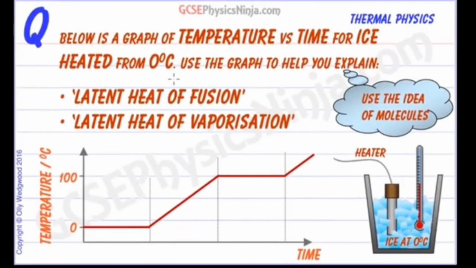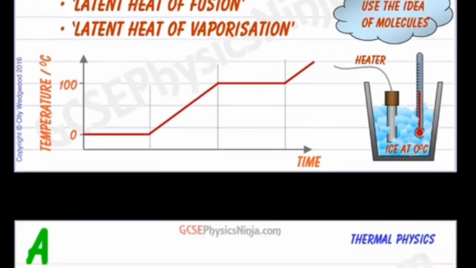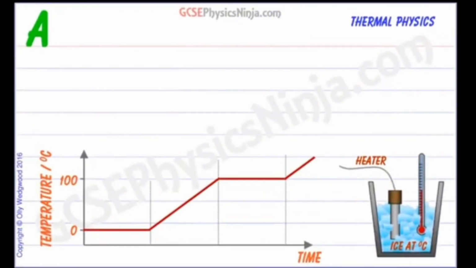We've got a graph of temperature versus time for ice, heated from 0 degrees Celsius, that's its melting point. Use the graph to help you explain the latent heat of fusion and the latent heat of vaporization, using the idea of molecules or particles. So let's see what we can do to just clarify this. Okay, so here we've got the ice at 0 degrees.